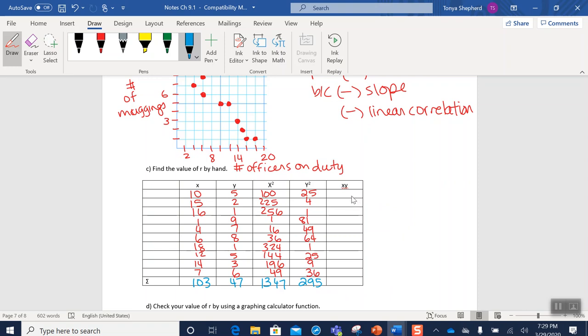And then the last thing I need to do is go ahead and multiply the x and y column together and record them in this column. Let's go ahead and pause the video and do that. Okay, once I have those in there, then I need to go ahead and add those up.